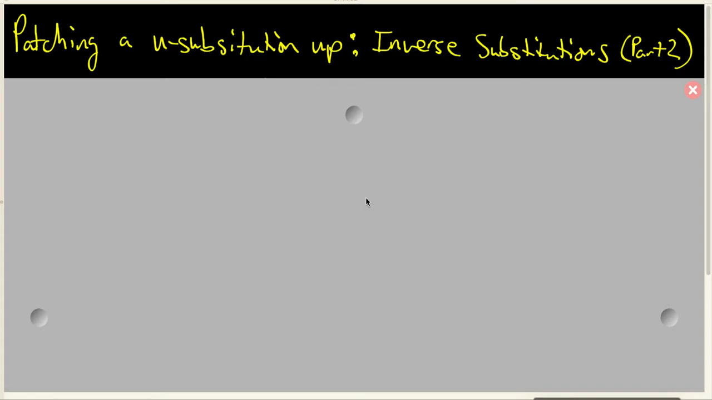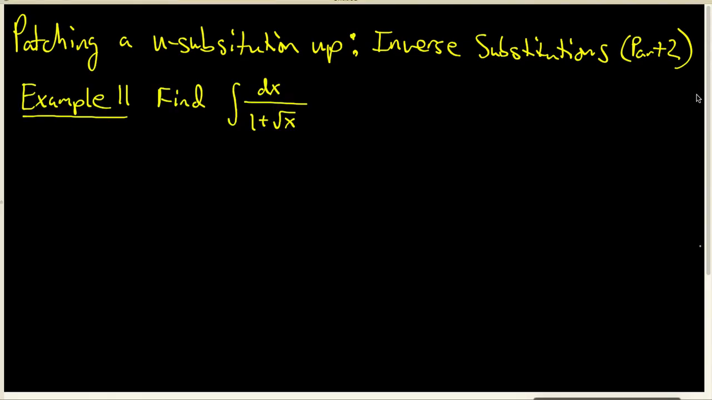In this video, I want to look at another example of how we can patch up a u substitution through the idea of inverse substitutions. In our textbook, the authors have an example that says, find the integral of dx over 1 plus the square root of x. The first thing I'm going to do is rewrite this integral as the integral of 1 over 1 plus square root of x dx, because I prefer the dx out here all by itself.